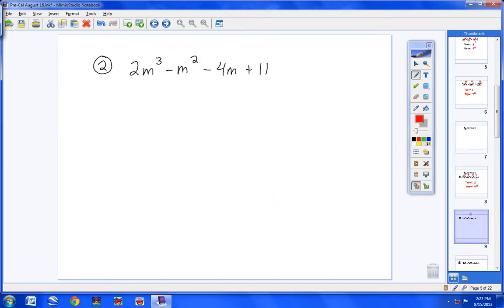All right, let's move on to number 2. Now, let's count the terms first of all. How many terms does this expression have? Well, 1, 2, 3, 4. So I have 4 terms. Now in this term, the highest exponent, or the only exponent, is 3. In this term, the only exponent is 2. In this term, the only exponent is 1. And here there isn't an exponent. So the highest number I see is 3.